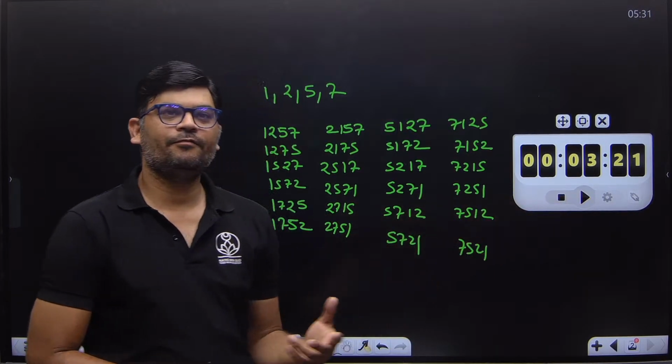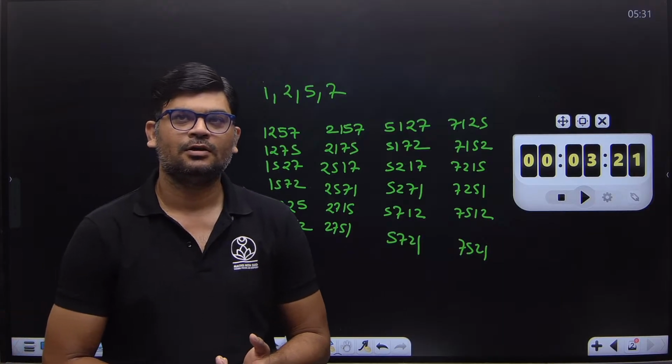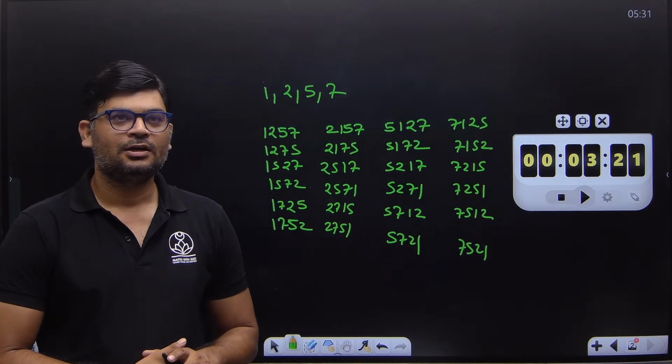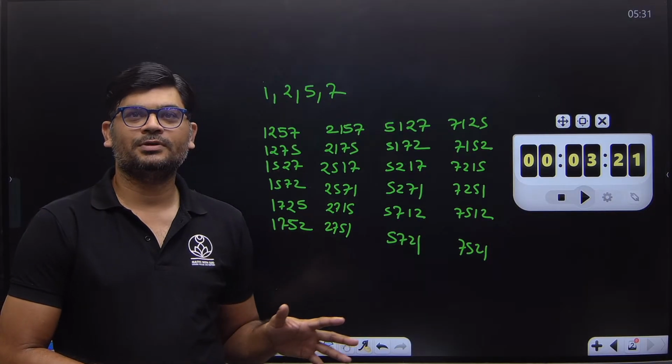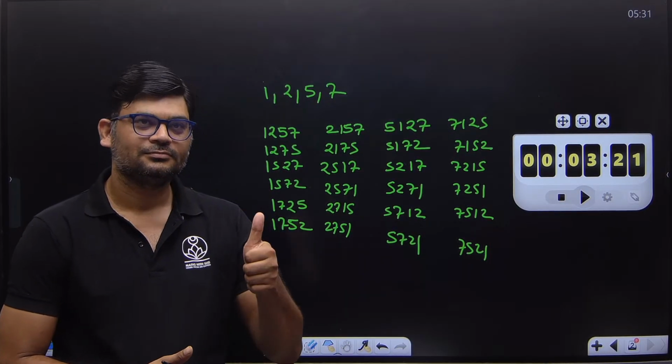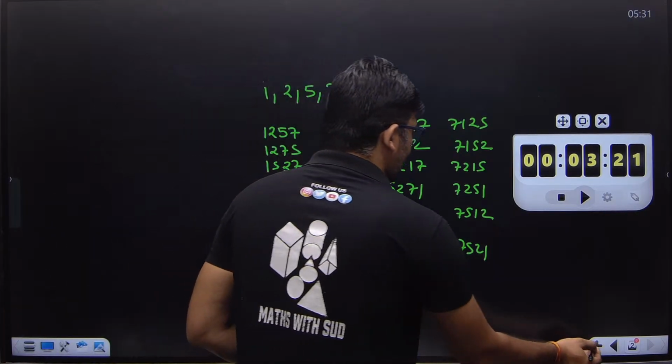Wonderful. See, you have improved your efficiency. Now you have done the same thing in 3 minutes 21 seconds. And this time you wrote all the numbers, all 24 numbers. Are you getting it? Very good. Well done.